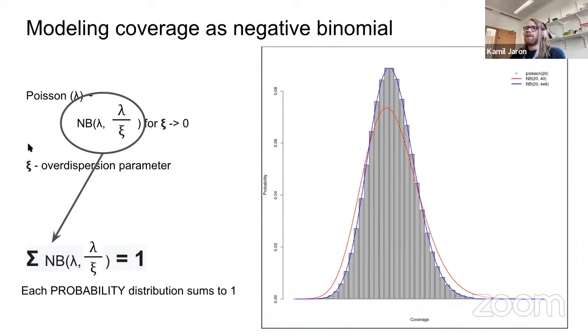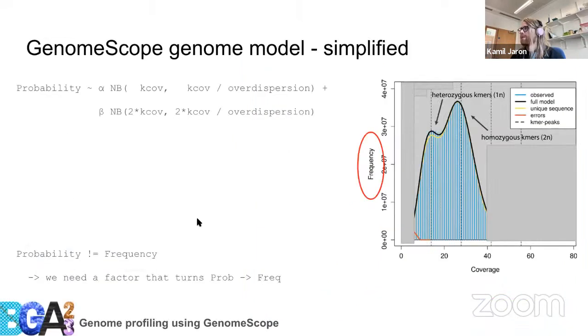I wanted to be more explicit about the fact that every single probability distribution always needs to sum to one. But there is nothing else I want to say.